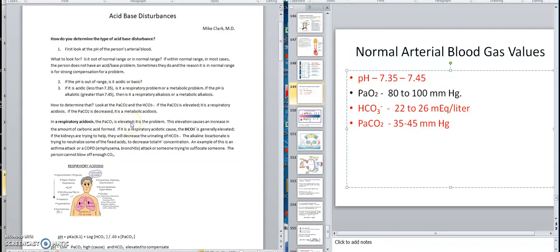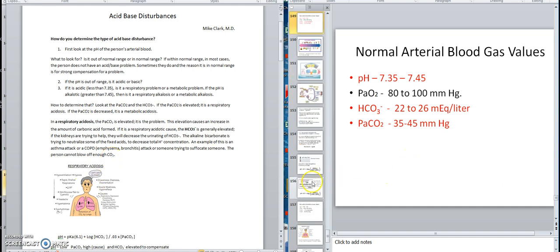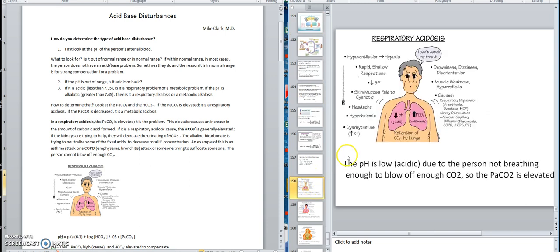So study this heavily. An example of this is an asthmatic attack, or COPD, or something that suffocates. You cannot blow off enough CO2. So here's an example right here. Other causes include airway obstruction, anesthesia, things of this nature, COPD, acute respiratory distress syndrome, and pulmonary embolus. There we are.